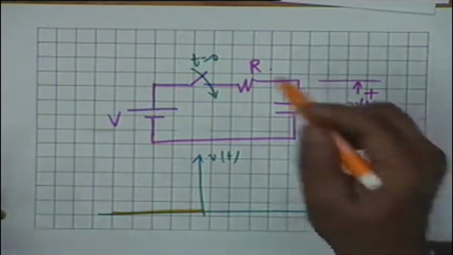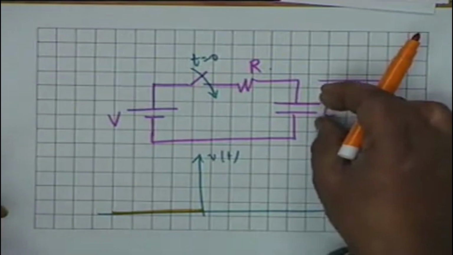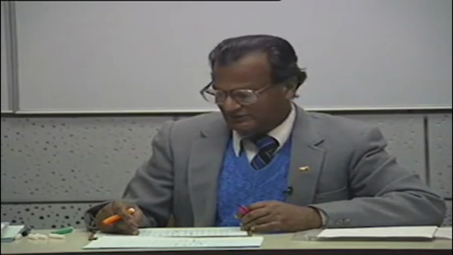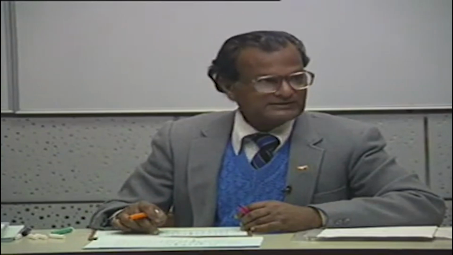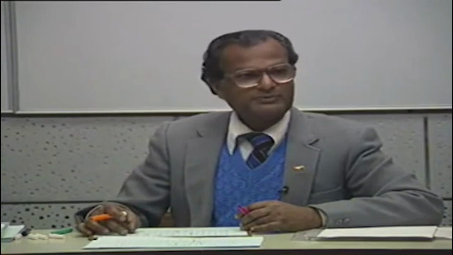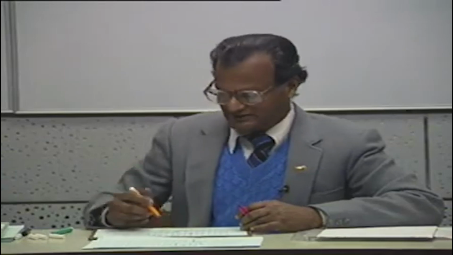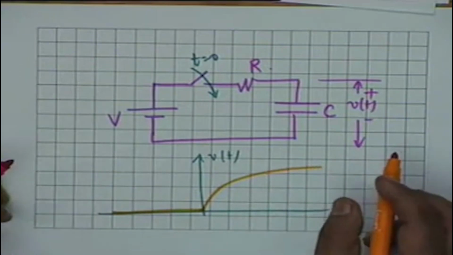Then at t equal to 0, the switch is on. The capacitor cannot change its energy instantaneously, and therefore at t equal to 0 plus, the voltage across it will still be 0, and therefore a current V by R passes in this circuit and tends to charge the capacitor. As soon as it accumulates a little charge, a voltage appears across it. And as it continues to accumulate charge, the voltage across the capacitor rises, as you shall see, exponentially.